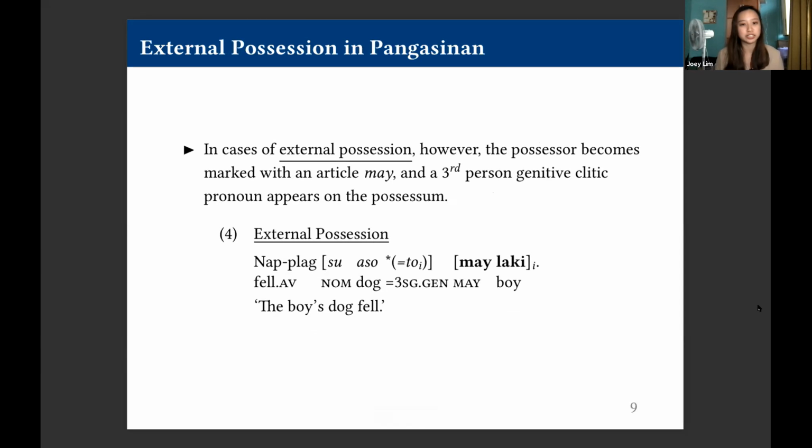However, we can also have external possession in the language, and in this case, the possessor becomes marked with a demonstrative my, and we see an additional third-person genitive clitic pronoun appearing on the possessum. In 4, we have naplaksu aso to, my lucky. So here, similarly, the possessor is the boy, but instead of the genitive case marker, we see the demonstrative my appearing before the possessor. We also see to, which is a genitive clitic pronoun appearing on the possessum VP.